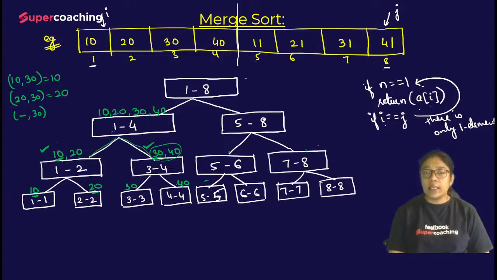Okay, so at the index 5, we had the element 11. At the index 6, we had the element 21, 31, and 41. So after merging these two, we'll be getting 11 and 21. After merging these two, we'll be getting 31 and 41. Now merge these two lists. 11 will be compared with 31. Obviously, 11 is smaller, so we'll be including 11 in the result.